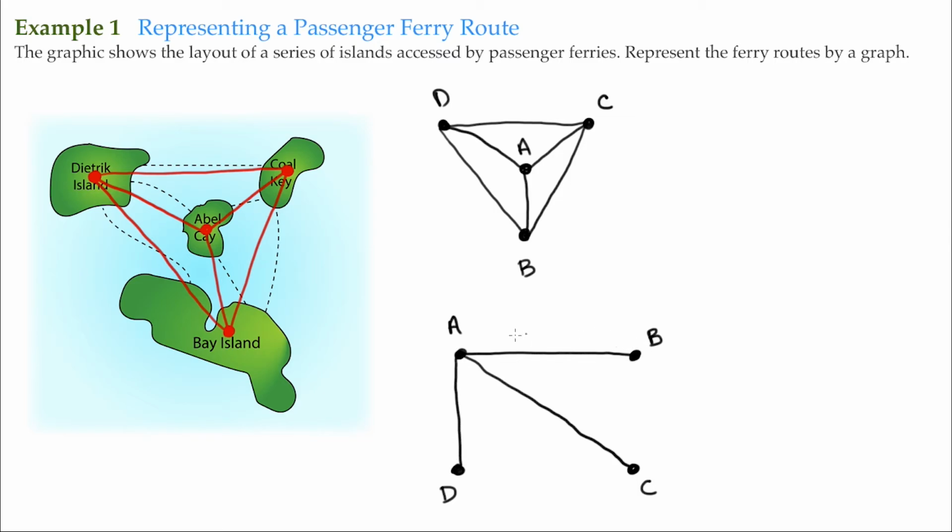Bay Island obviously is connected to Able Cay. It's also connected right here to Coal Key. And it's also connected to Dietrich Island. We do the same for Coal Key. I'm just kind of going around to each vertex. Coal Key is connected to Dietrich. Dietrich to Bay, to Able, to Coal. So I think we have it.